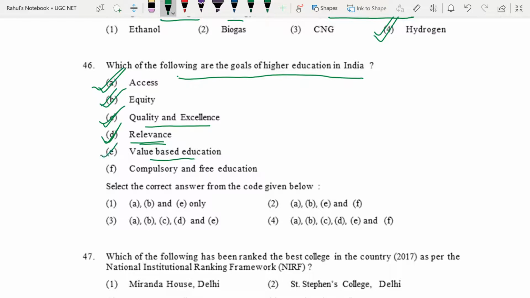Value based education, correct. Compulsory and free education: it is not compulsory, not free, it is not a goal. A, B, C, D, E. A, B, C, D. Option 3 is the right answer.